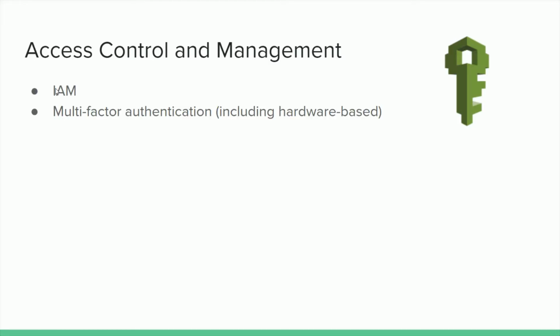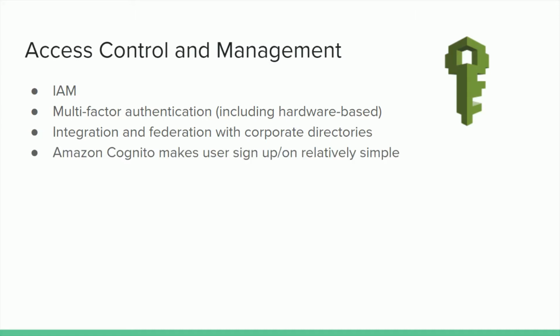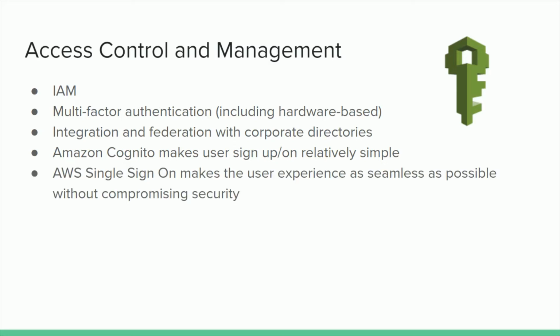IAM stands for Identity and Access Management. AWS also provides multi-factor authentication for that added level of security. And if you're doing some sort of hybrid, or if you already have an existing security infrastructure in place, you can integrate that pretty easily with your new AWS infrastructure using federation with corporate directories. Amazon Cognito allows the users of your apps to sign in or sign up using third-party identities such as Google or GitHub or Facebook, and single sign-on as well.